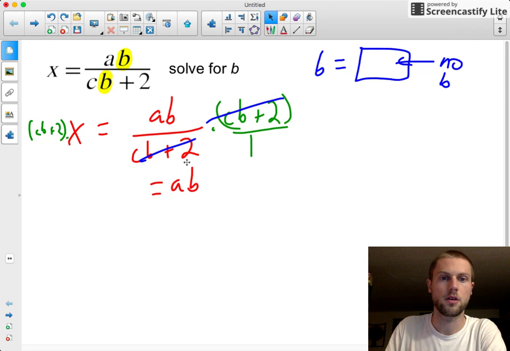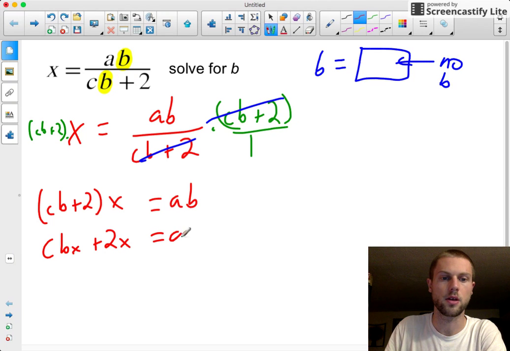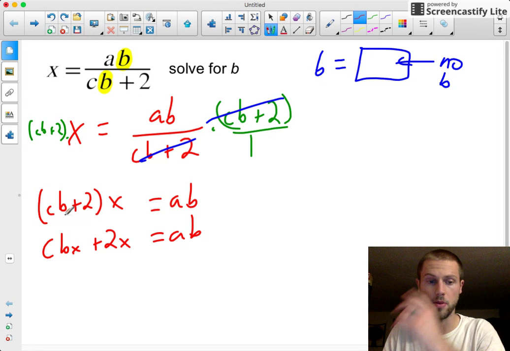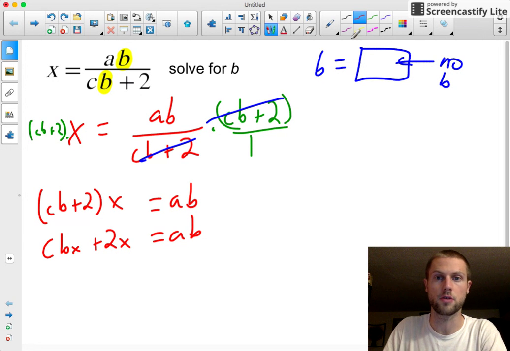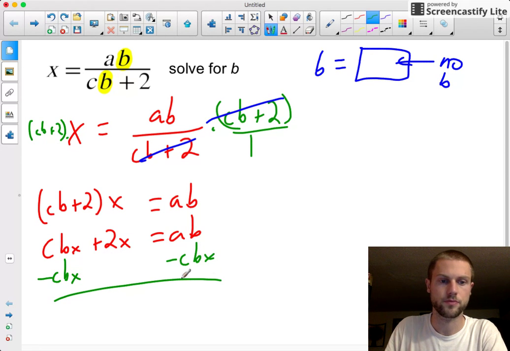And on the left, let's move that down a little bit. And on the left, I have CB plus 2 times x. Or let's distribute that x, and I've got CBx plus 2x. That's equal to AB. Next, why don't we do this? Let's move this b term over to the other side. So to do that, let's subtract the CBx, subtract the CBx.